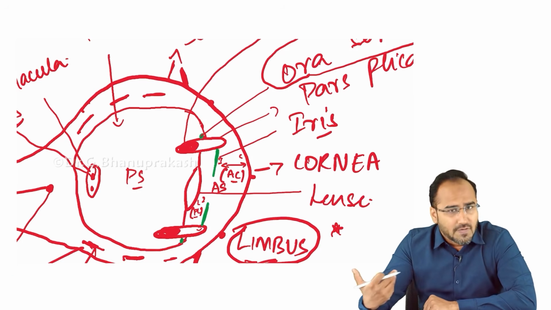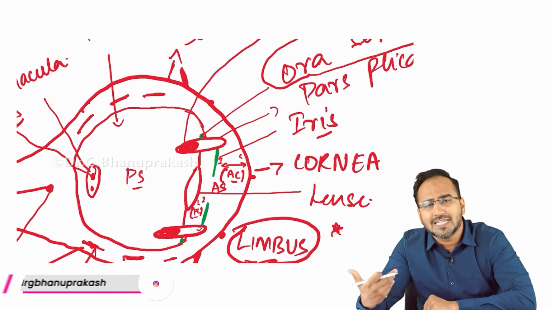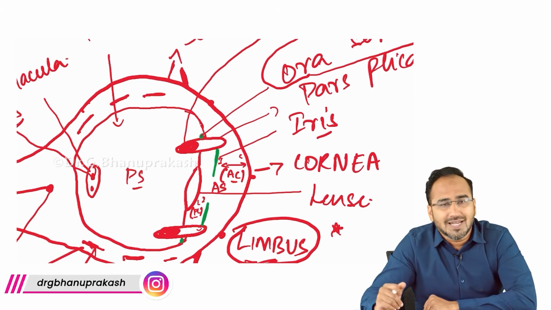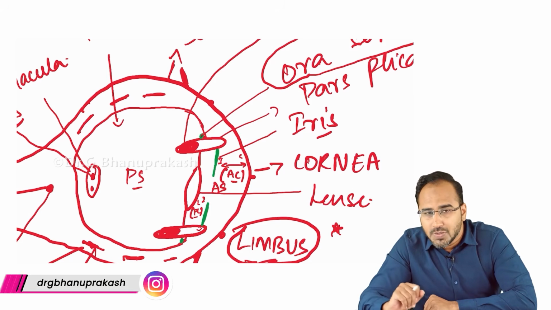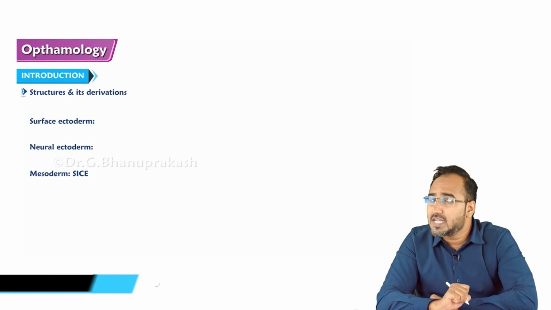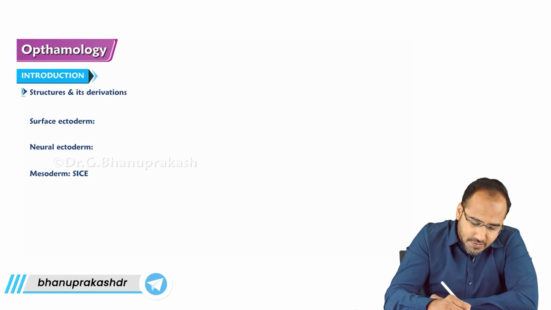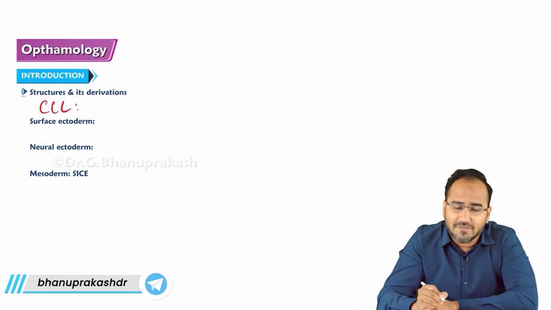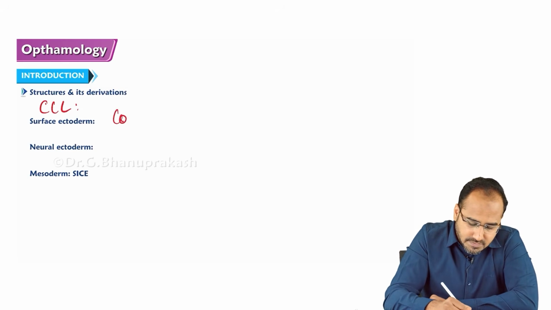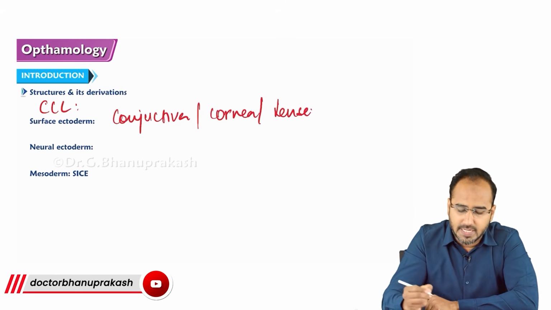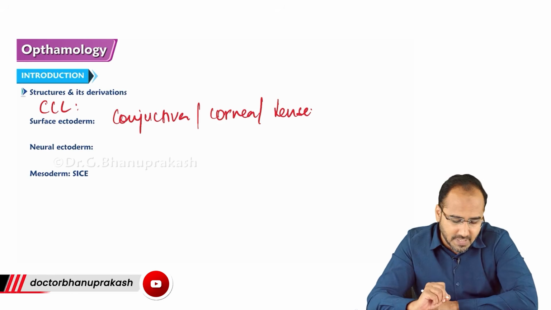For all layers, first we need to know the derivation. Where is retina derived from? Retina is derived from neural ectoderm. Right, guys? The structures derived from surface ectoderm, I remember as CCL: conjunctiva, cornea and lens. Conjunctiva, cornea and lens are derived from surface ectoderm.